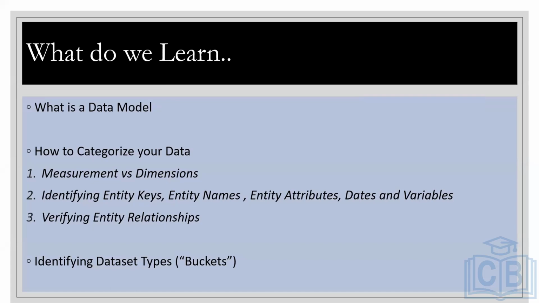Identifying what are entity keys, what are names, attributes, dates, and variables. We will see how to verify relationships. Be awake when I'm teaching relationships, because that is going to be the food for thought after this session. And you will always be talking about how to verify entity relationships while we map them. And identifying data set types, or classifying the various data sets into the various buckets, which helps me with further harmonization.